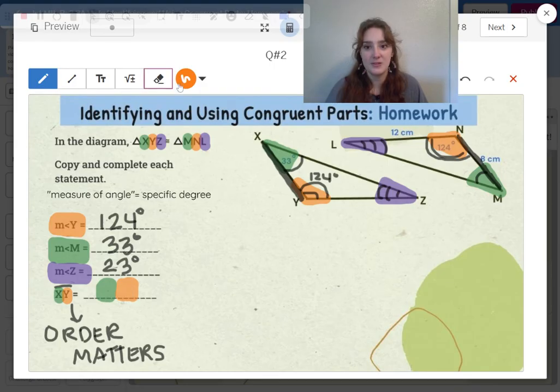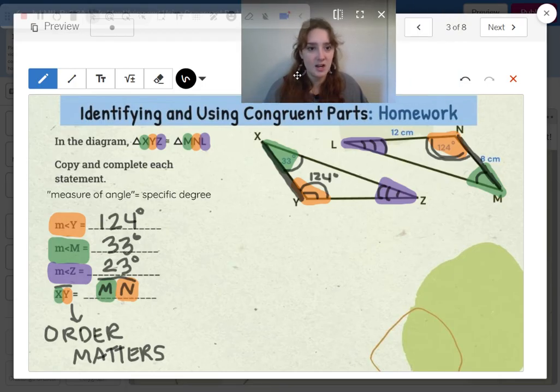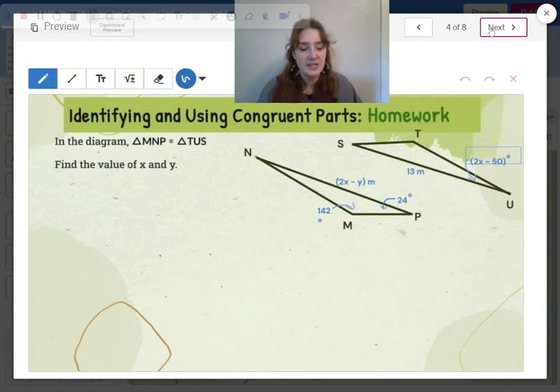Green to yellow. So let's see what that is. Going from green to yellow, that's MN, and we'll draw a line over top because we're talking about a line segment. All right, so they match up. XY, MN.